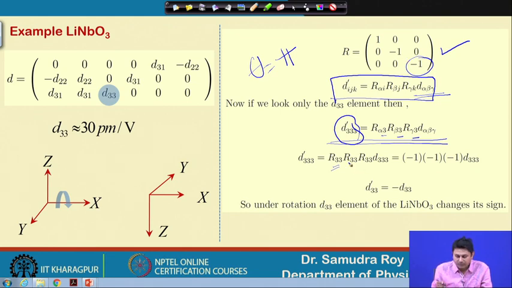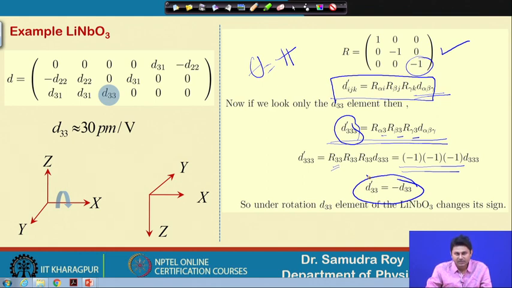So, since the other elements are 0, for R 33, R 33, R 33 we put the value minus 1, minus 1, minus 1. If I put 3 minus 1, then we find that D 33 prime is related to D 33 with a negative sign. That means in the rotated system, if I rotate the crystal and try to find out what my D value should be, the component 33 is now a negative value of the previous one.